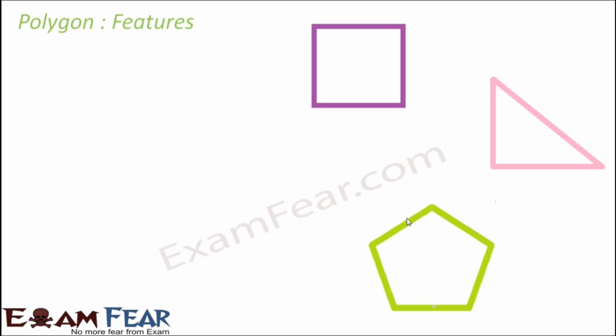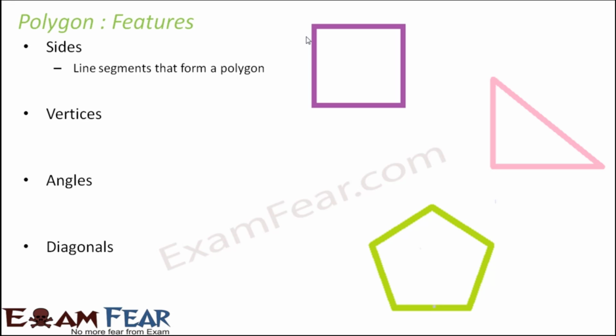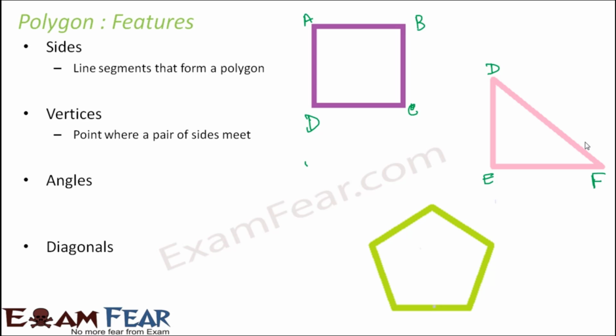Now when we talk about features in a polygon, here we have sides, vertices, angles and diagonals. Sides are nothing but the line segments which form the polygon. If you take the example of this polygon, let's name it A, B, C, D. Here AB, BC, CD and AD are the sides of the polygon. If you look at this triangle DEF, then DE, EF and DF are the sides of the polygon.